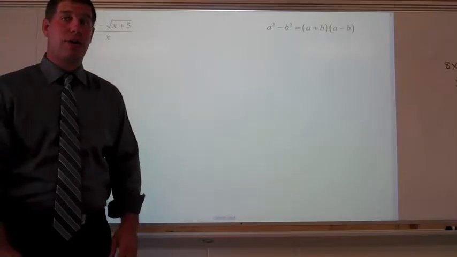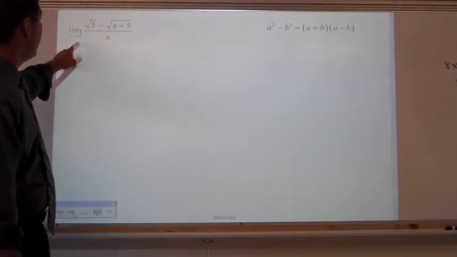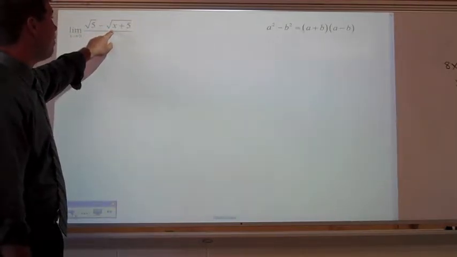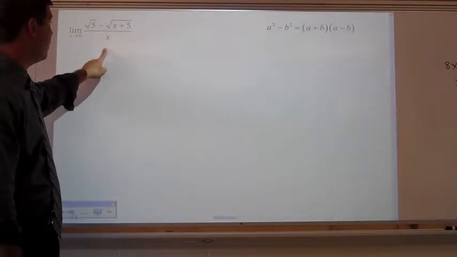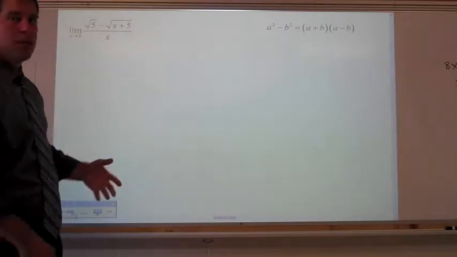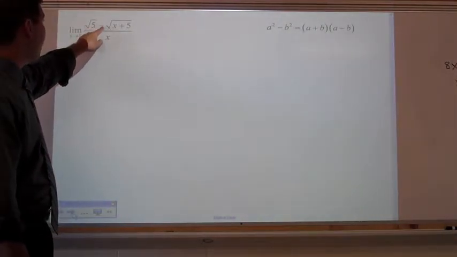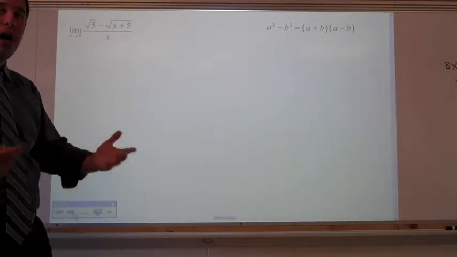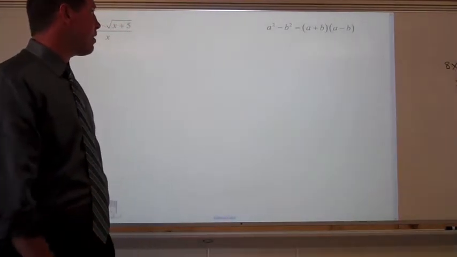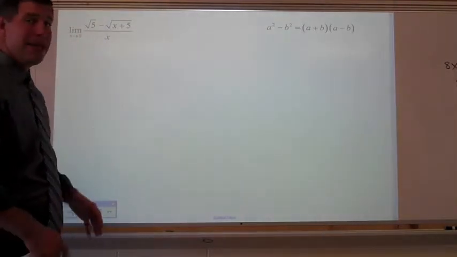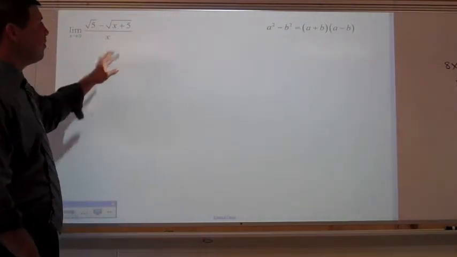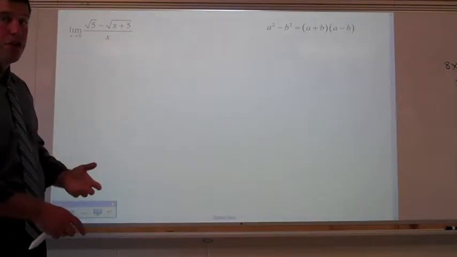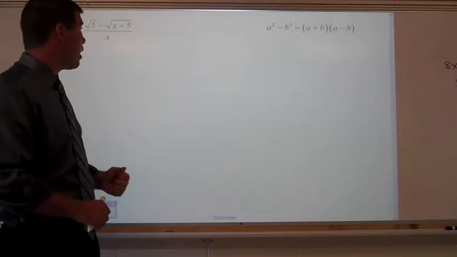Now we have our next limit problem here. The limit as x approaches 0 of (radical 5 minus radical x plus 5) over x. So we plug in 0, radical 5 minus radical 5 is 0 over 0. Again, indeterminate form. Always try direct substitution. Plug that in, we get 0 over 0. We have to do something here. Well, there's no factoring. So we have to do another approach here, still another algebraic approach.